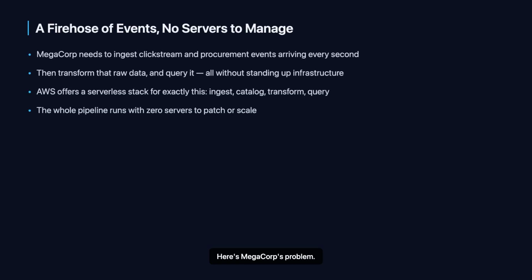Here's Megacorp's problem. Their public website throws off clickstream events every second, and their procurement systems fire off purchase order events just as fast. They need to ingest all of that, transform it into something queryable, and then actually run reports on it. And the mandate from above is clear: no servers. Nobody wants to patch a fleet or size a cluster just to answer a question.